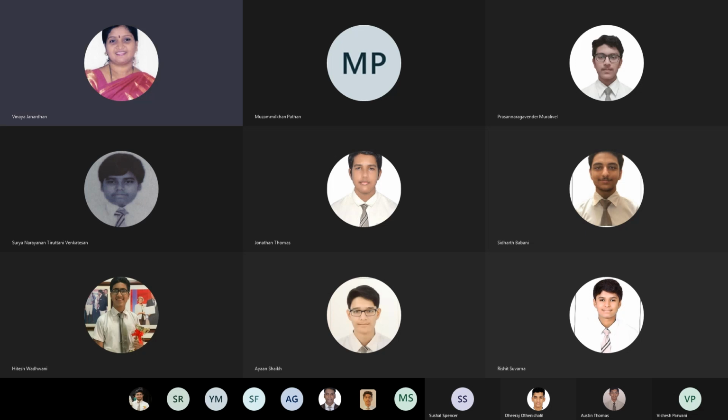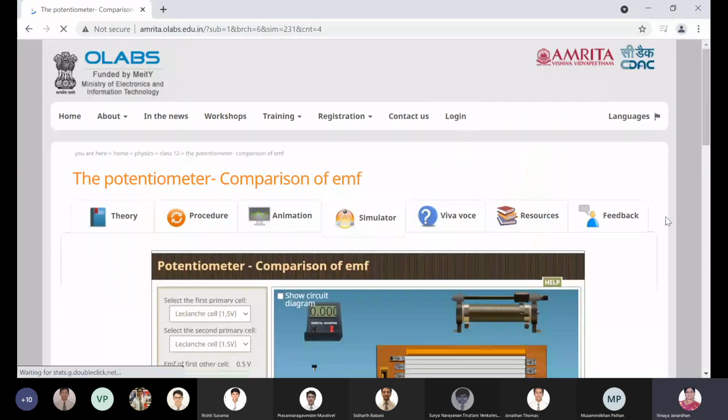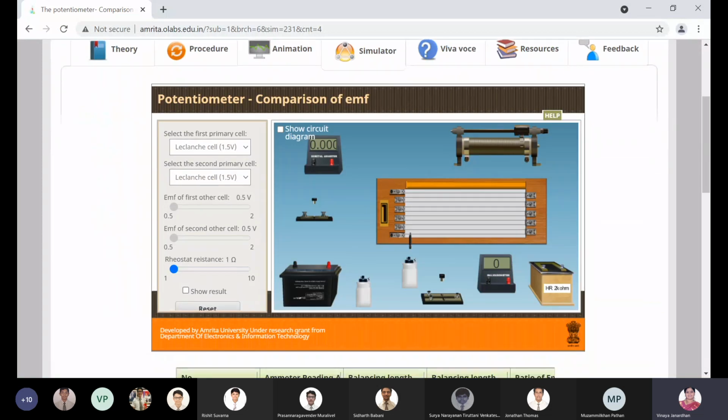Boys, can you access the simulation? Go for the simulator. Actually, here in this, I think the simulator they have taken E2 a Leclanché cell, E1 as a Daniell cell. But in your laboratory, you'll be provided two primary cells. One is Leclanché cell of EMF E1, and the other one is Daniell cell of EMF E2.